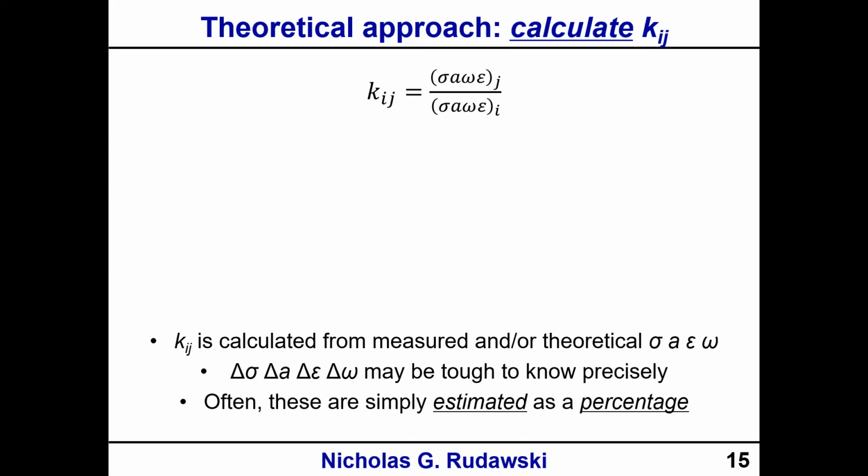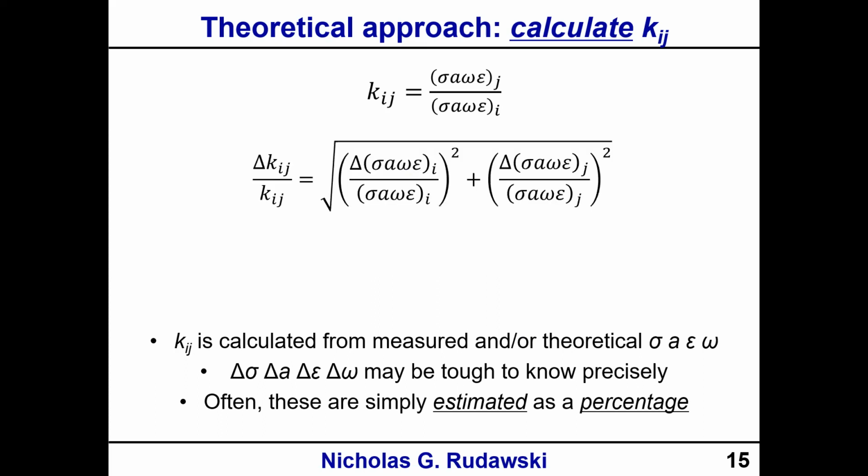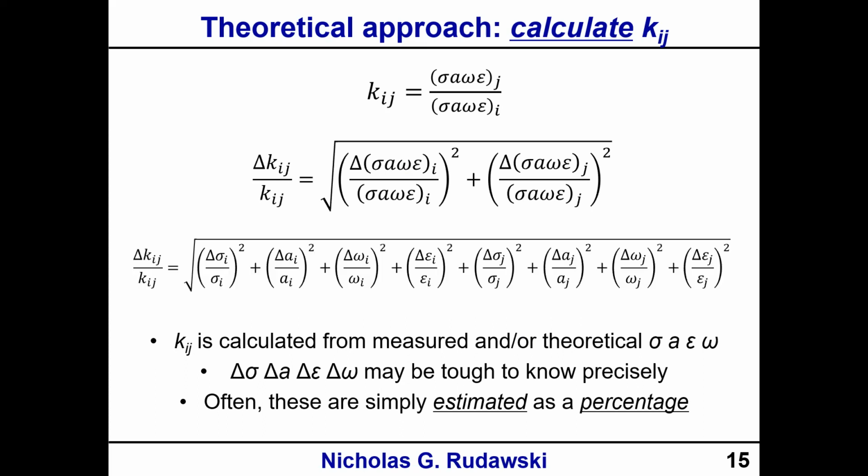We have the sigma A omega epsilon product for J divided by the same product for element I, okay? So if we want to compute the relative error in K, we have the summation in quadrature of the relative errors for the product for element I and the product for element J, okay? And then we can further expand this into this, okay?